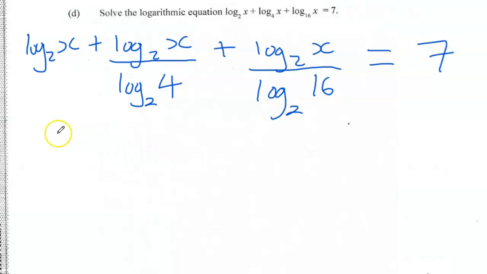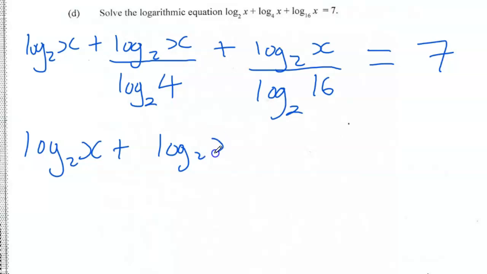Let's see if we can simplify each term. Now, the first term is okay, log x base 2, plus the second term, log x base 2. The denominator now: to get the value of a denominator, you think of what power you can raise a base to, to get 4, and that's 2. 2 to the power of 2 will give you 4.